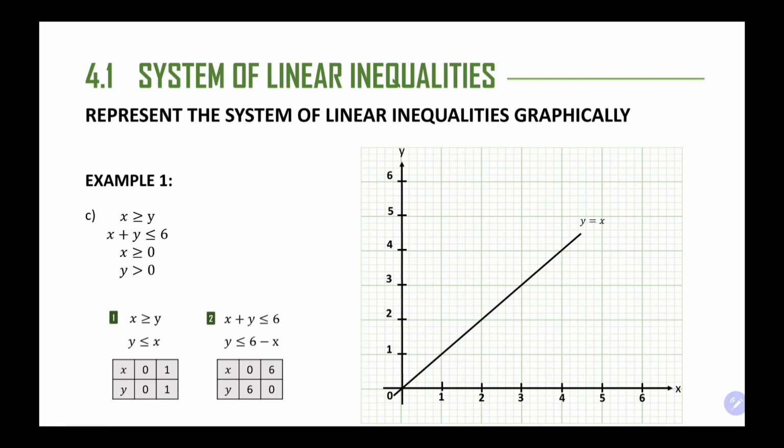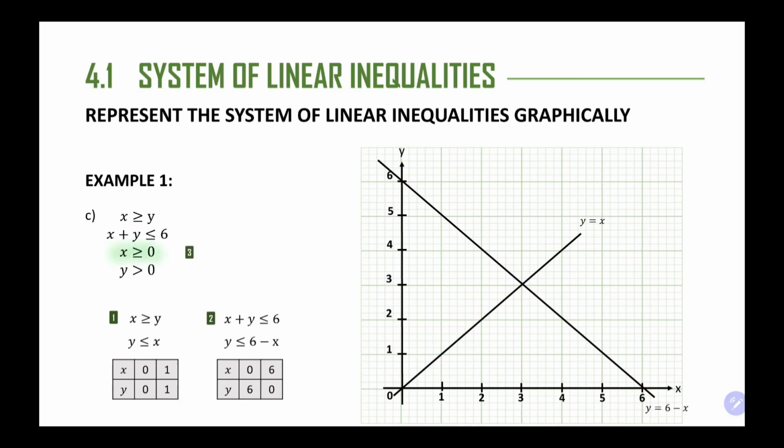Next equation, we have intercepts 6, 6. So we put a line at 6, 6. And this one, y less than or equal. So we also use a solid line. Then we label the line y equals to 6 minus x.